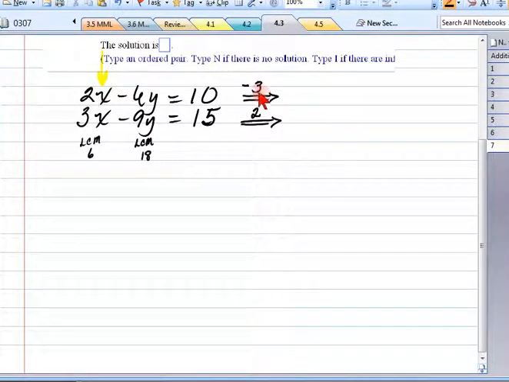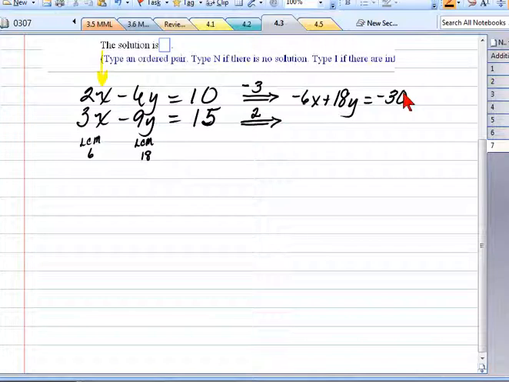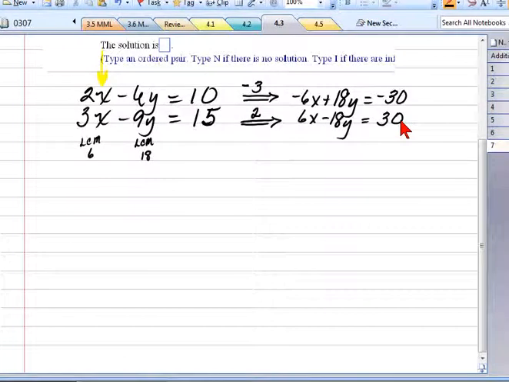Positive 2x times negative 3 is negative 6x. Negative 6y times negative 3 is positive 18y. Equal sign. 10 times negative 3 is negative 30. Second equation. 2 times 3x is 6x. 2 times negative 9y is negative 18y. Equal sign. 2 times 15 is 30. Now, I was working on my x's, but what happened?